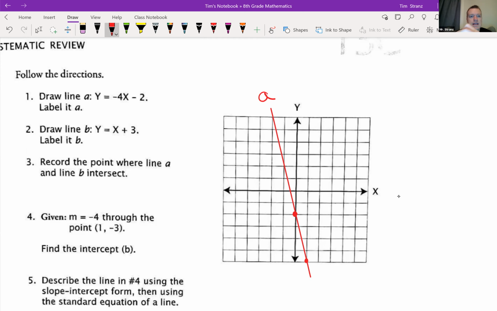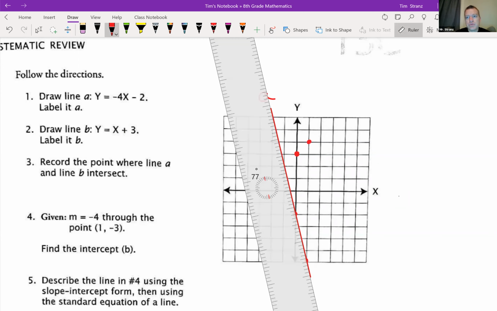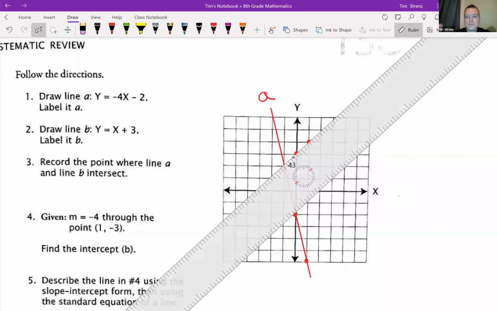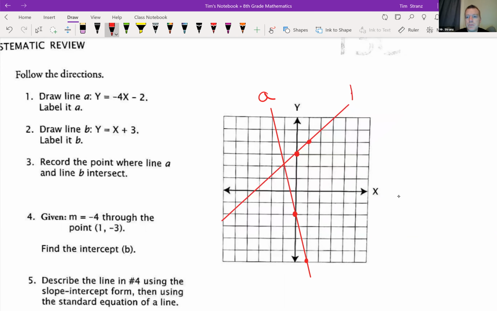All right, so my second line is B, and that's y equals x plus 3. So my y-intercept is going to be 3. I'm going to go up 1, 2, and 3 right here. And then my slope is x, right? When you have a slope that is just x, that means just 1 over 1. So I'm going to go up 1 over 1, and I'm going to draw that line in there. Okay, and I'm going to label that line B.